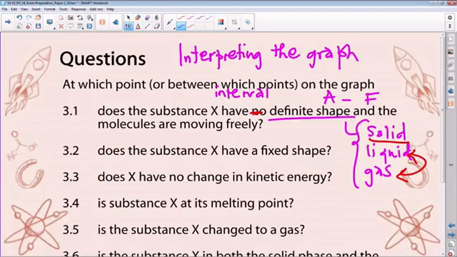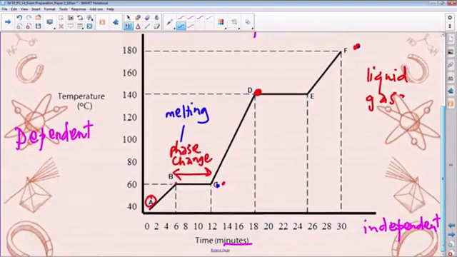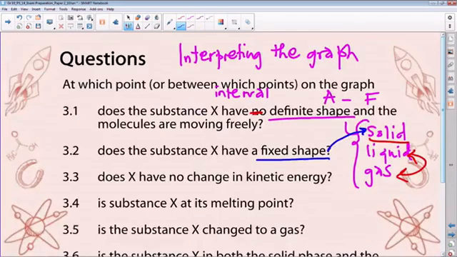So we also want to look at where the substance does have a fixed shape. In this case, it will be a solid. We have already mentioned that between A and B, it is in solid form. If you go back to the graph, that's the interval between 0 and 6 minutes. It is still in solid form because it begins to melt between B and C. So between A and B, it is in solid form. It has a fixed shape.